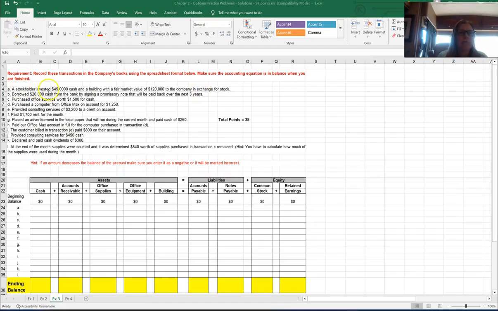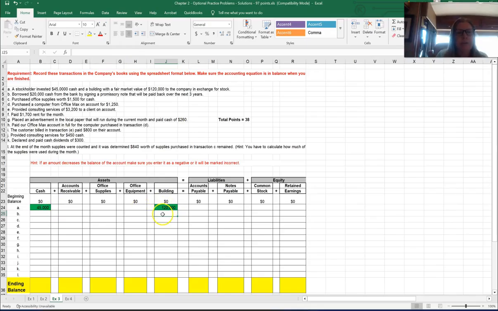A stockholder invests $45,000 cash and a building with a fair market value of $120,000 to the company in exchange for stock. So one of the owners is investing in the company, and it tells you cash of $45,000, so that's going to increase the company's cash balance by $45,000. So we put that in there. And a building with a fair market value of $120,000. So the company is now going to own that building, so that's going to increase the building assets.